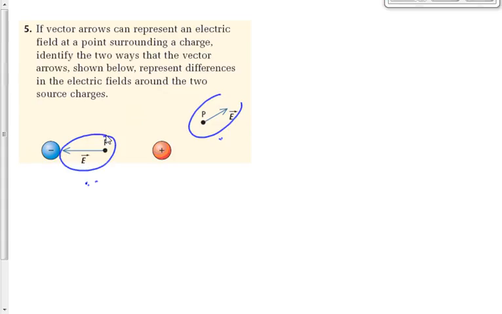Think about what the definition of a vector is. Something with both magnitude and direction. Well, what do you think the 2 differences are going to be? The magnitude's different and the direction's different. The 2 properties of a vector. All right, let's take a look at number 8 now.